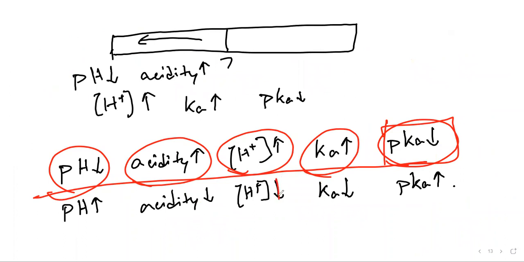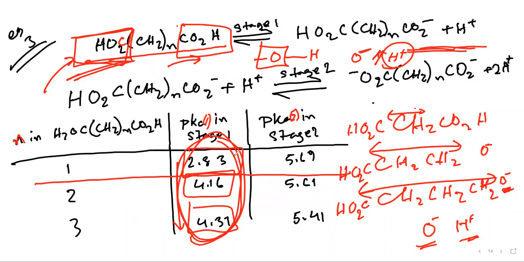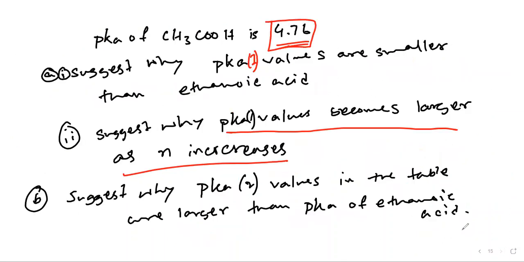So if the concentration of H plus decreases, what happens? Acidity decreases, pH value increases, Ka value decreases. That means pKa value increases. That's what is happening. The pKa value of each of the terms is increasing. That's what they asked us for. Okay, I hope that's clear. If not, try to rewind and go through the answer again. Also, try to make sense of it by yourself.